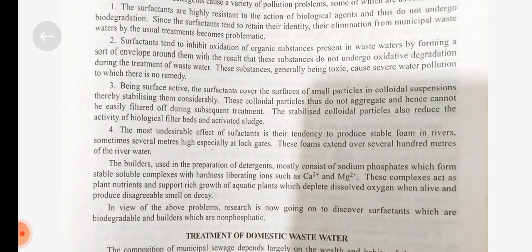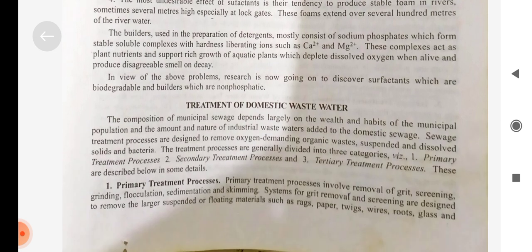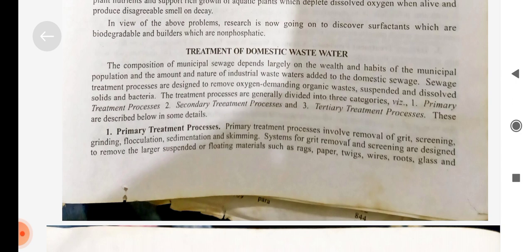The builders used in the preparation of detergents mostly consist of sodium phosphate, which forms stable soluble complexes with hardness-liberating ions such as Ca2+ and Mg2+. These complexes act as plant nutrition and support rich growth of aquatic plants, which deplete dissolved oxygen when alive and produce a disagreeable smell on decay. In view of the above problems, research is now going on to discover surfactants which are biodegradable and builders which are non-phosphatic.